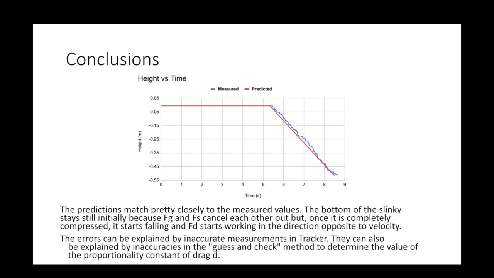There are some errors in this, but I think the errors can be easily explained by inaccurate measurements in Tracker. They can also be explained by inaccuracies in the guess and check method to determine the value of the proportionality constant of drag, d.